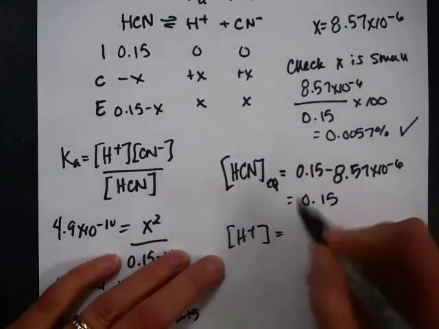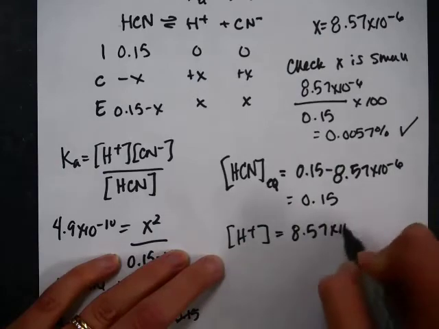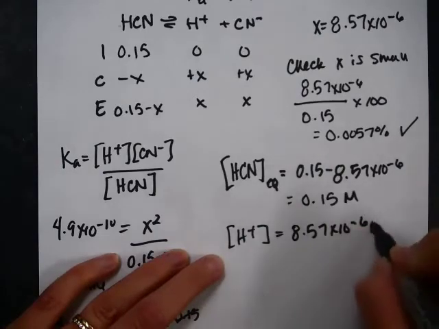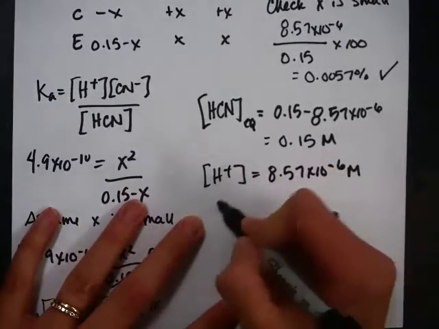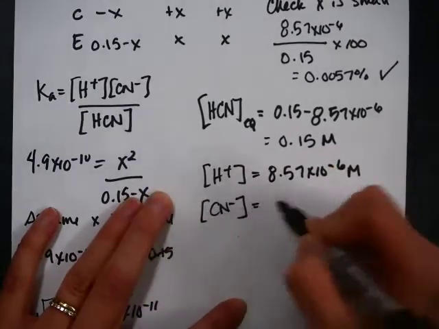The H plus at equilibrium would be X, so that's 8.57 times 10 to the minus 6 molar. The CN minus, also X.